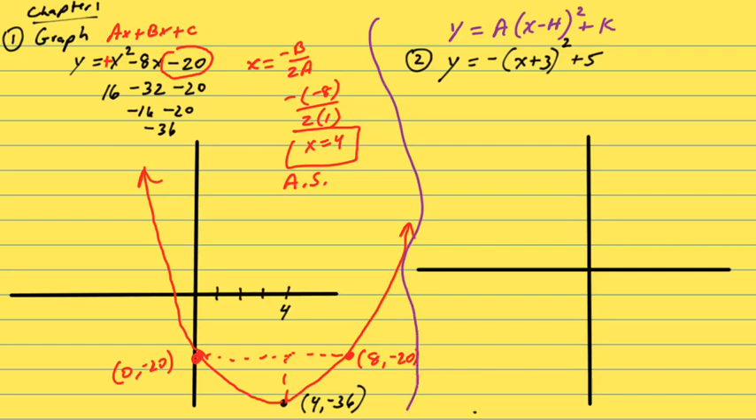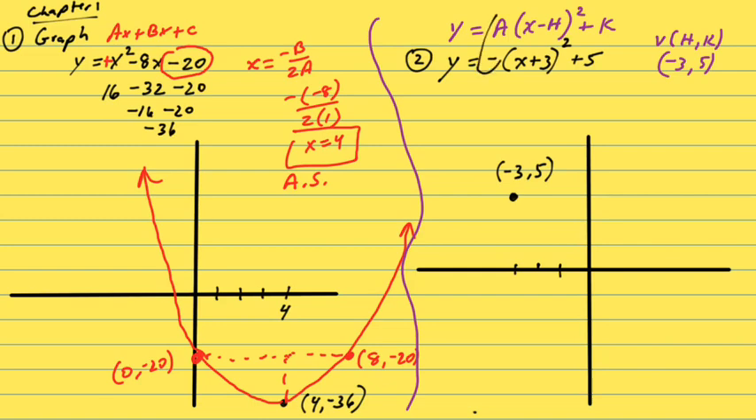This second one is in vertex form. The vertex is at h comma k. So to me, it looks like negative 3 comma 5 is my vertex. So I'm going to go to negative 3, and again up here somewhere around 5. I didn't increment my y-axis, but I am labeling my points.